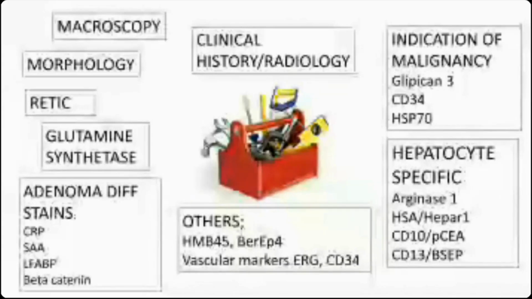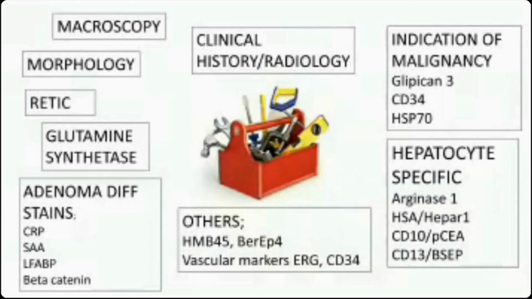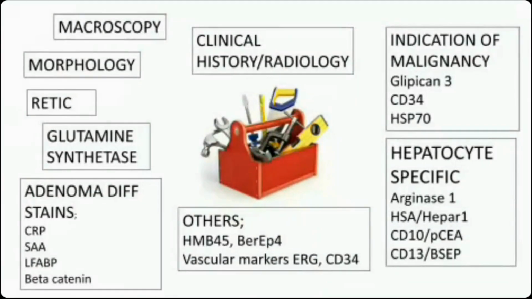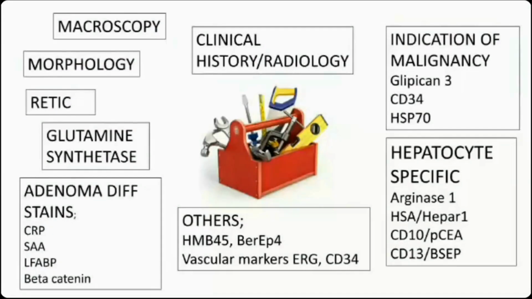You have the differential stains for the hepatocellular adenomas: CRP, C-reactive protein, serum amyloid A, liver fatty acid binding protein, and beta-catenin. And we'll see how those can be applied. There's other stains that can be used where you know you've got a hepatocellular lesion, but you're not sure if it's malignant or not. Here you can use stains such as glypican-3, CD34, and heat shock protein 70.